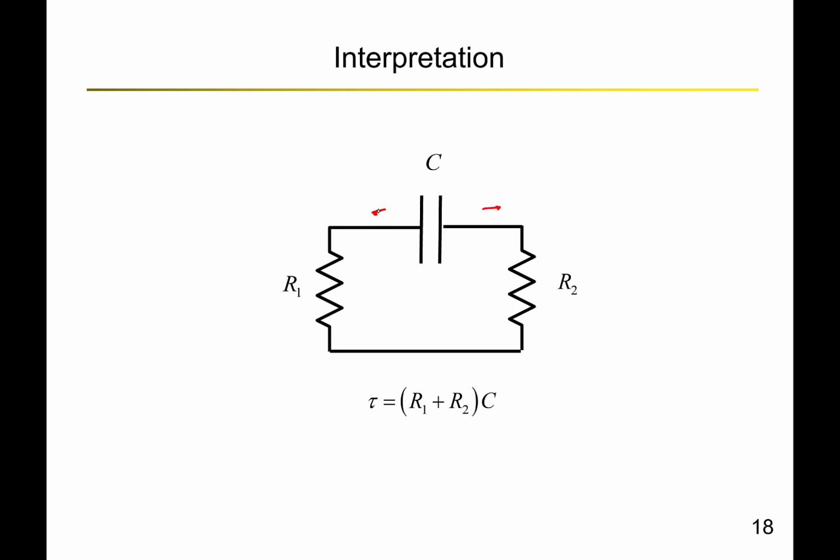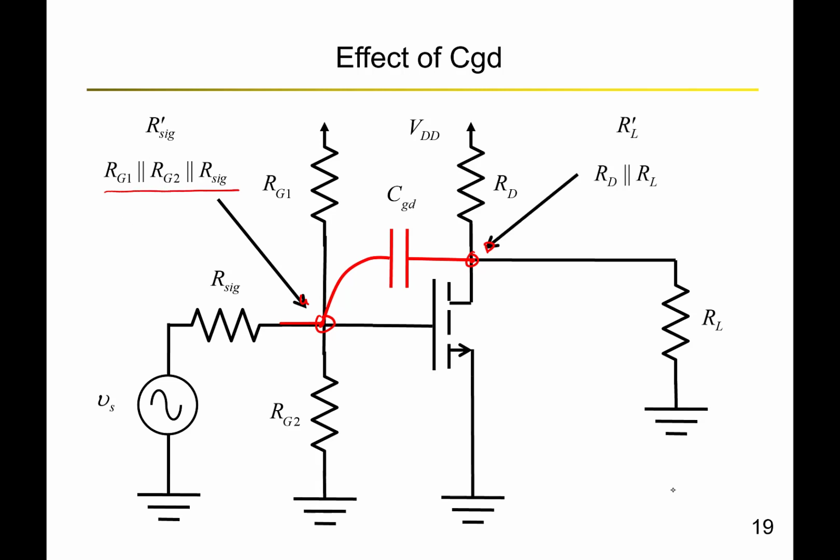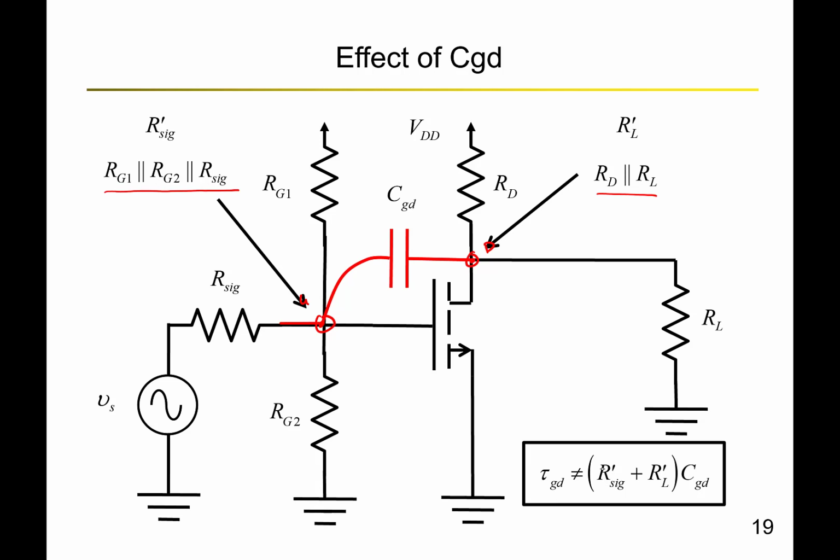However, in case of CGD, it is between the input gate and drain. So if we think of it that way, then it should have been the time constant due to the input resistance, that is R signal dash, which is given by this, and the time constant due to the output, which is RL dash, given by this. But the total time constant is not a summation of these two, R signal plus RL dash. So note that this is not true. Why is that happening? That would have happened if this transistor was not there. Right? If Q1 was not present, but somehow CGD was present, this would have been true.